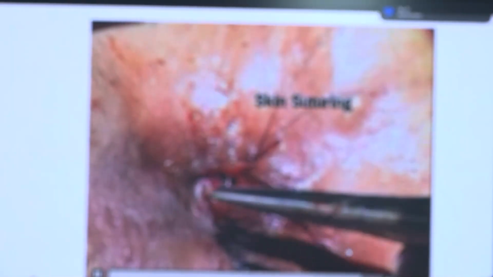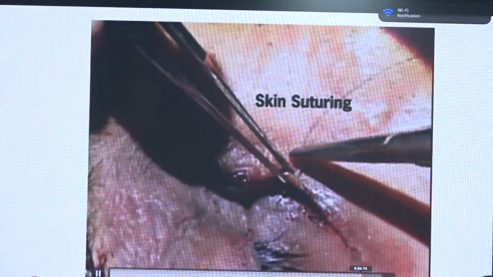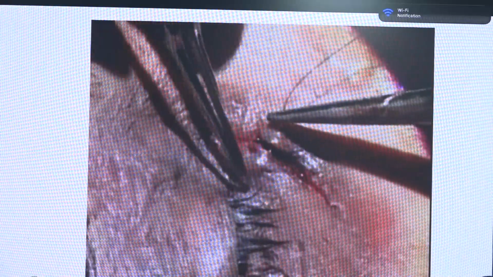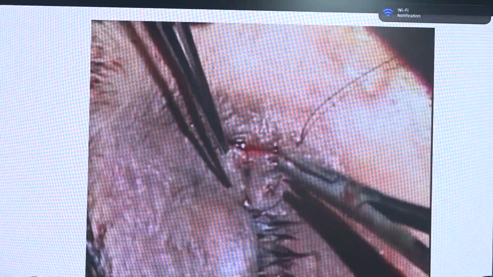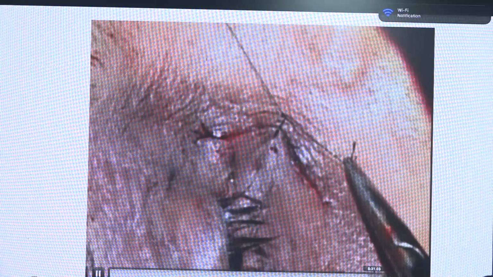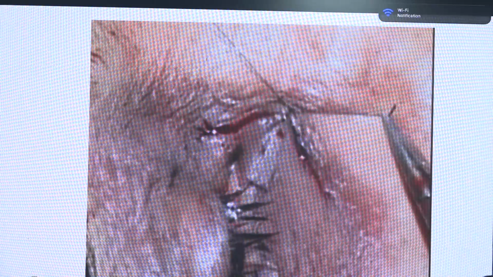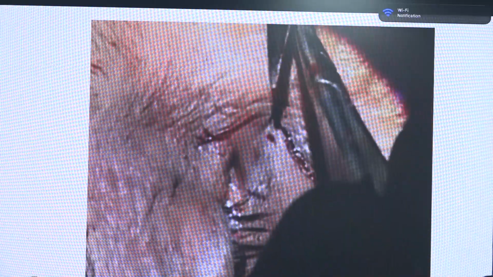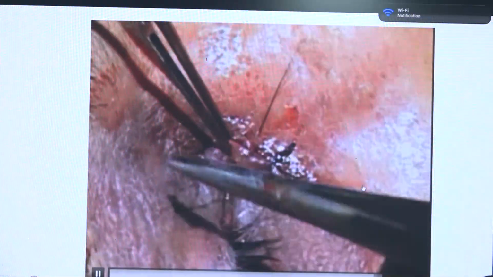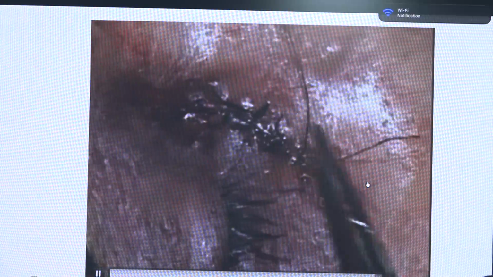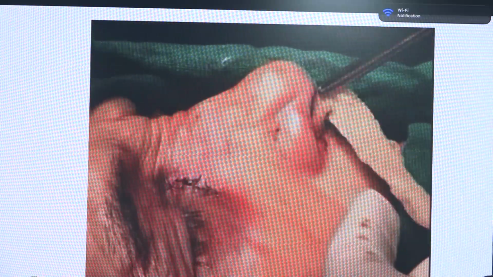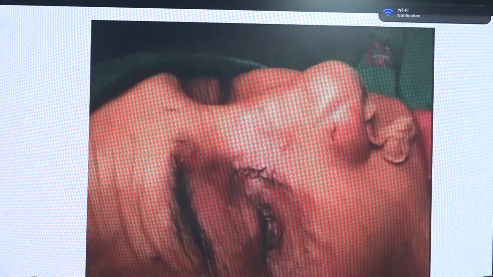The skin is next closed. Interrupted or subcuticular sutures may be used. On the face, subcuticular sutures do not provide a much greater advantage than the interrupted sutures. Interrupted sutures also have the merit of providing a good eversion of the skin edges. Multiple sutures are passed and a good apposition of the skin is completed. A nasal packing is carried out in the end for hemostasis.